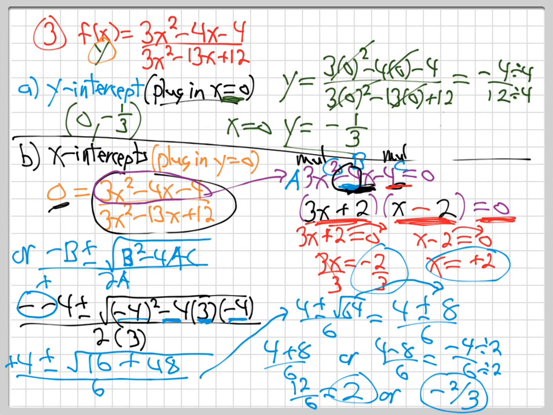-2/3. That is indeed the other answer. So you can get the same two answers by factoring or by the quadratic formula. Those are the x-intercepts. How do we write the final answer?